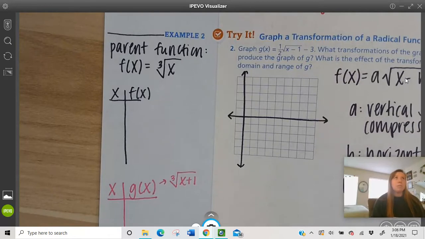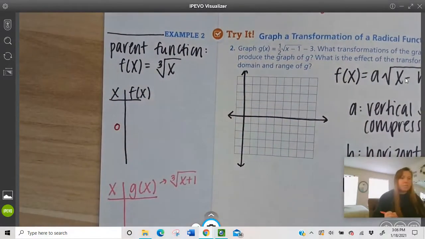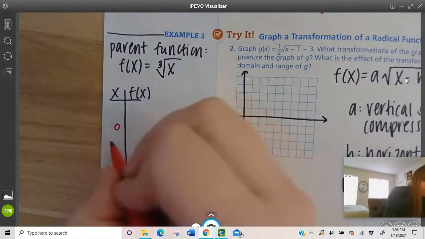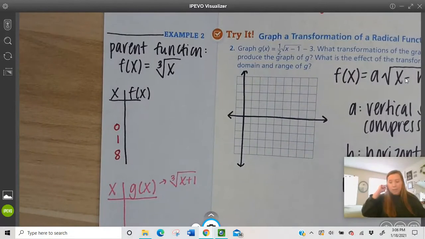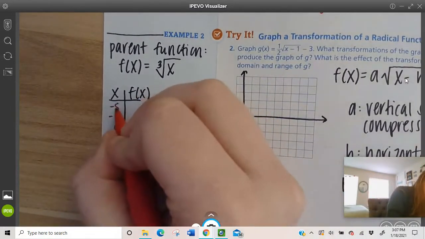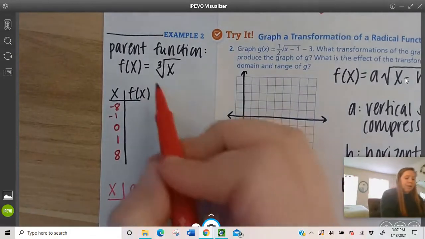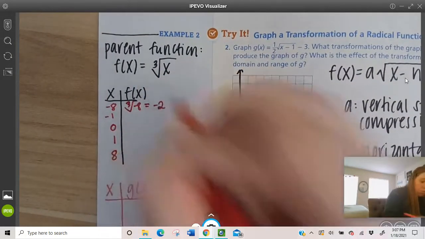So our perfect cubes, I always like to start with 0. And then 1 is a perfect cube and 8 is a perfect cube. And then we can include the negative forms as well. So we'll do -1 and -8. So if we want to calculate, the cube root of -8 is -2.